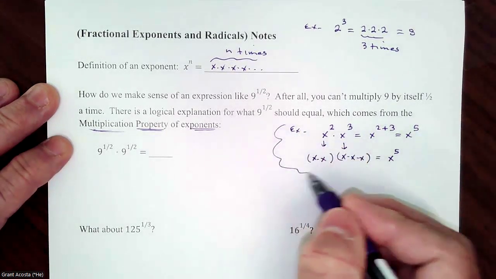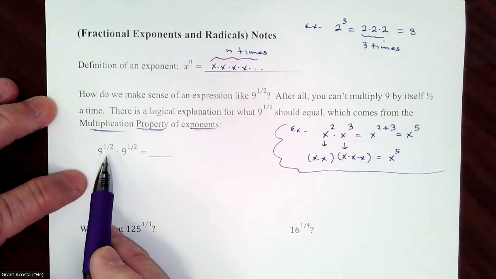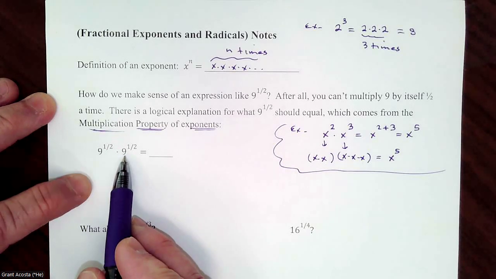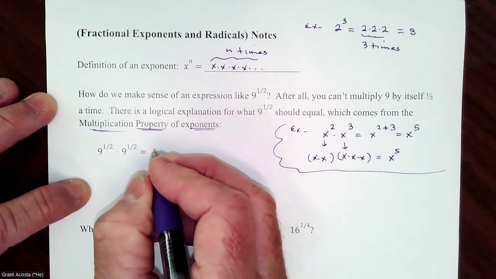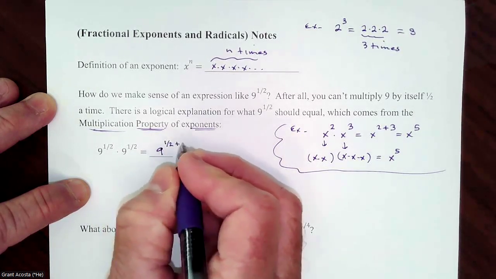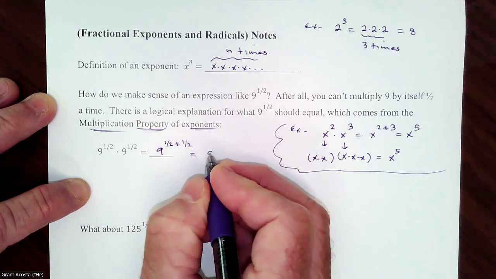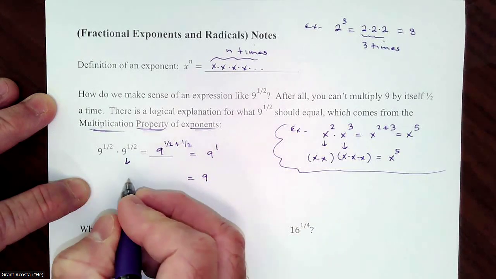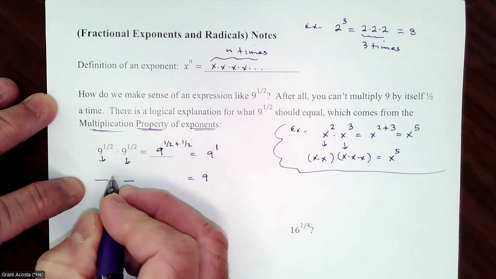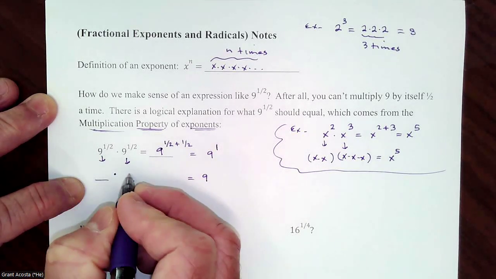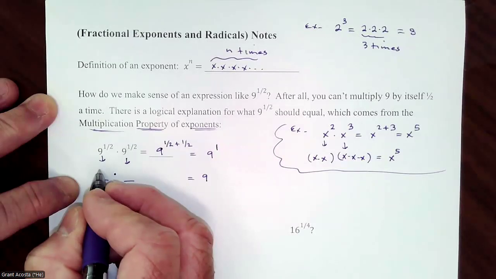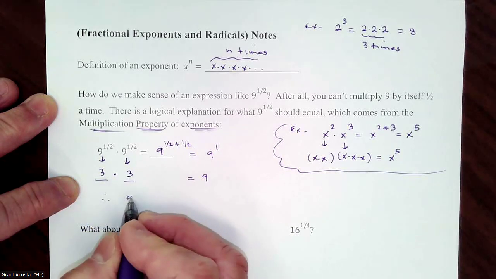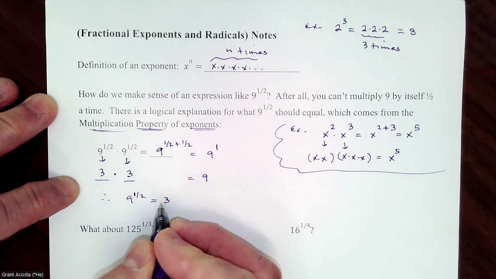That's actually how we can make some sense of what 9 to the 1/2 should be. If I multiply 9 to the 1/2 by itself, by the multiplicative property of exponents, I should add those together, 1/2 plus 1/2, but that gives me 9 to the first, which is just 9. That means whatever we think 9 to the 1/2 should be, if I multiply it by itself, I should end up with 9. The only number that's going to work is 3. 3 times 3 equals 9. So 9 to the 1/2 power is 3.